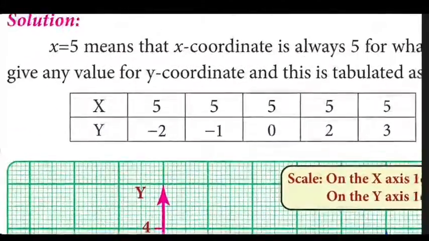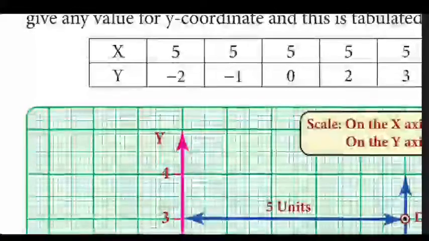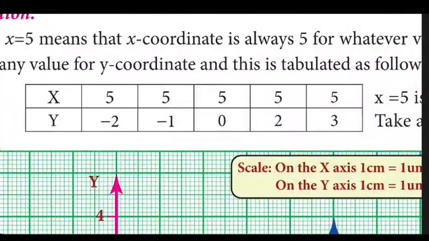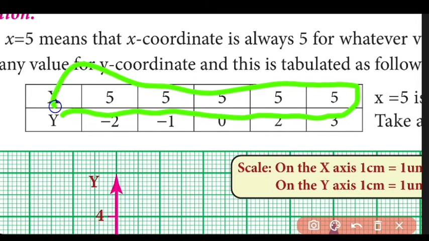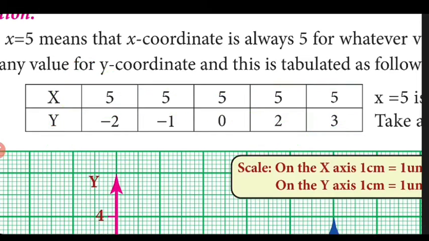For the y values, in all sums you can take -2 to +2. Here they given some different values. If x value is 5, y value is -2. In -1 also x value 5, y value 0, x value 5. So we keep a constant value for x. You can see that all the x values are 5. The y values differ but the x values do not differ, so this is called parallel to the coordinate axis format.